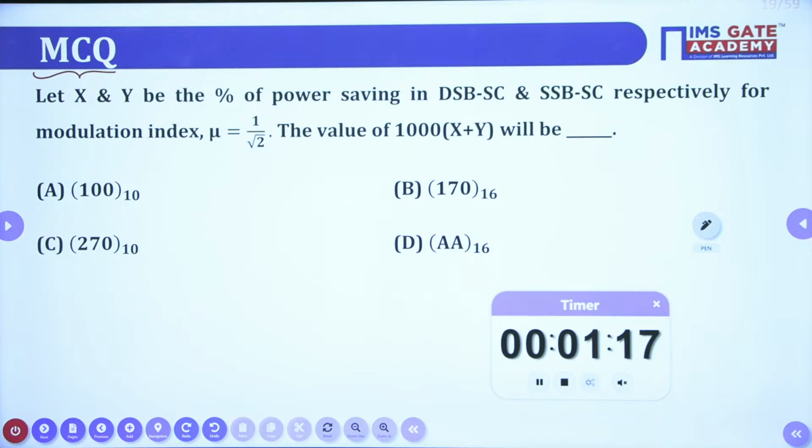This is a very interesting question. All of you give a try. This question is based on 2 subjects. One is communication, another one is digital circuits.